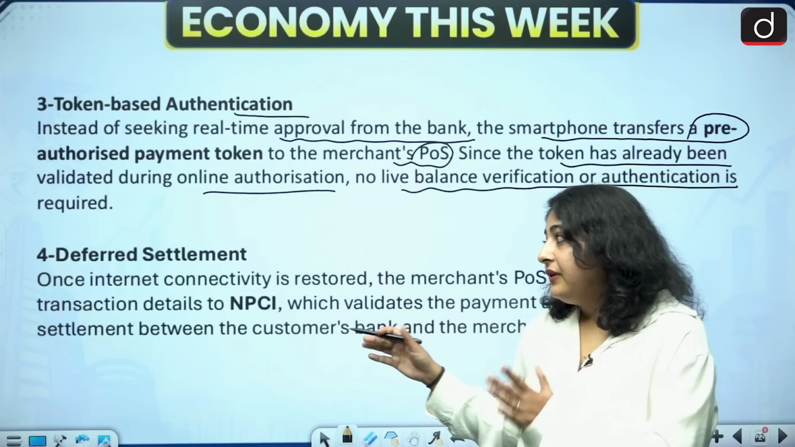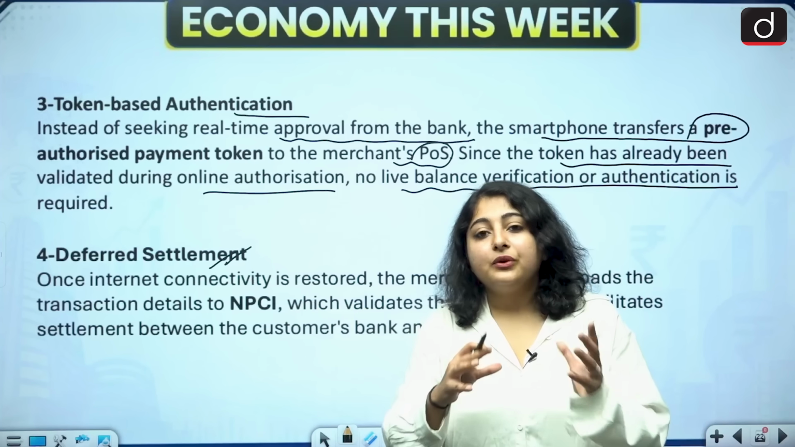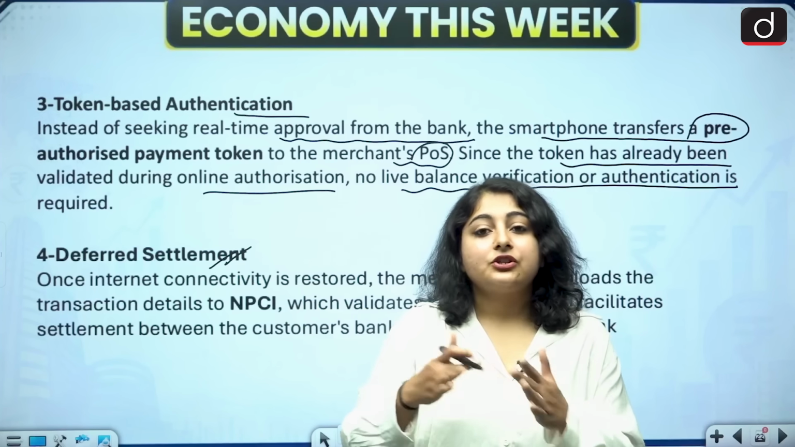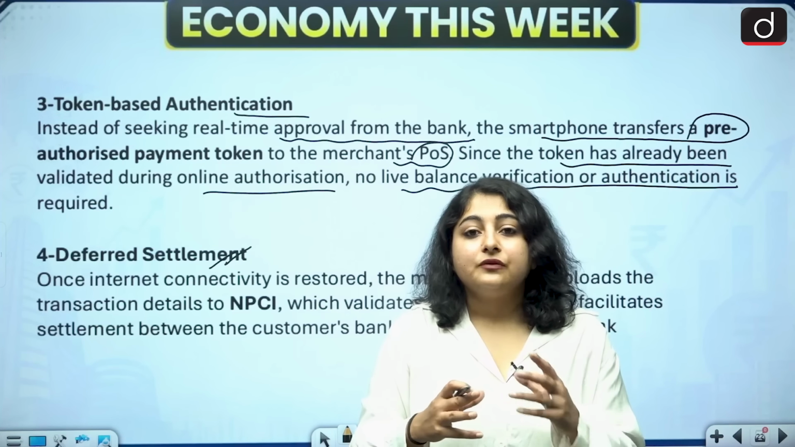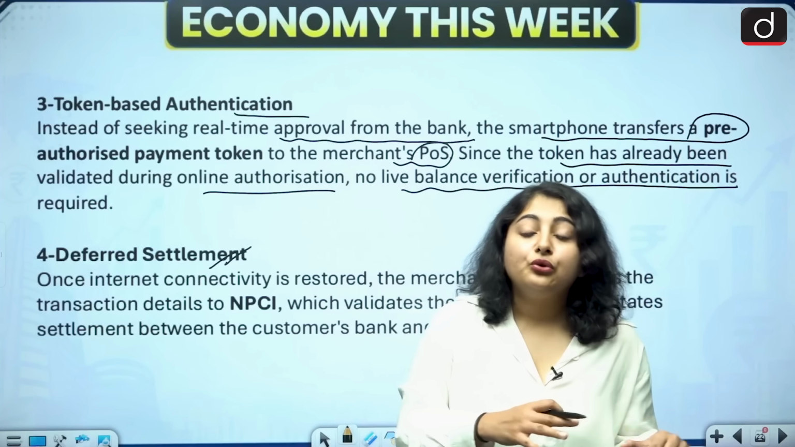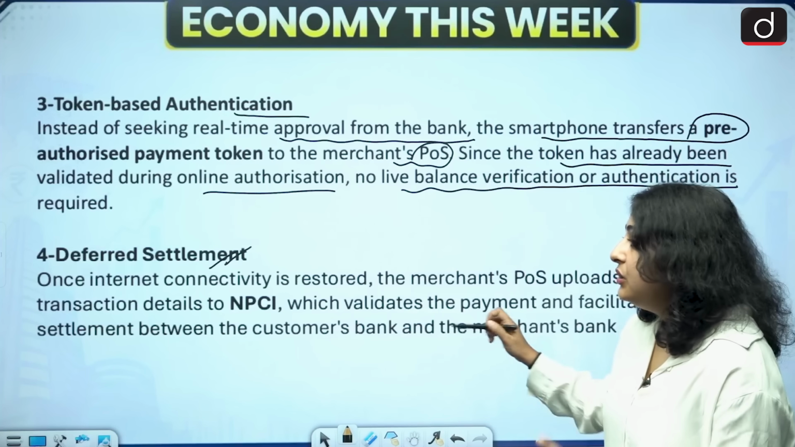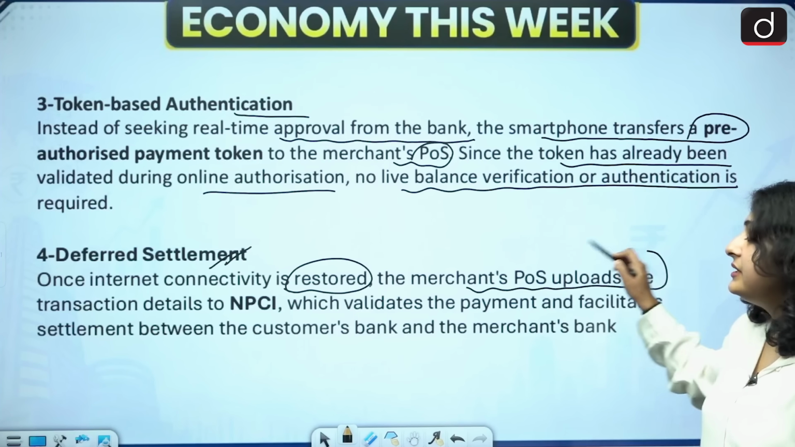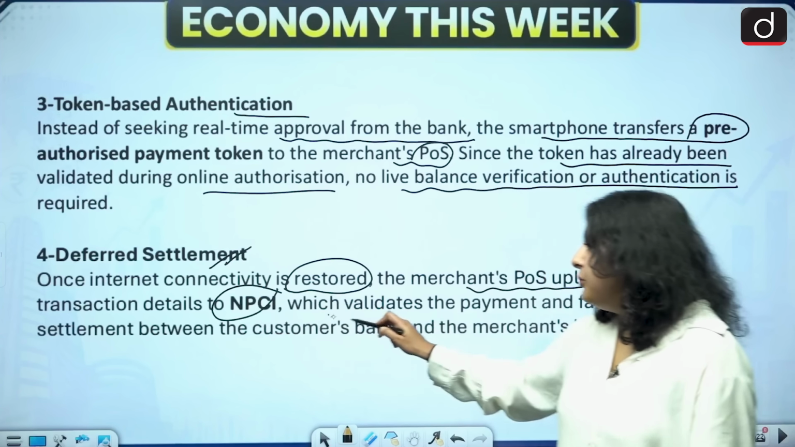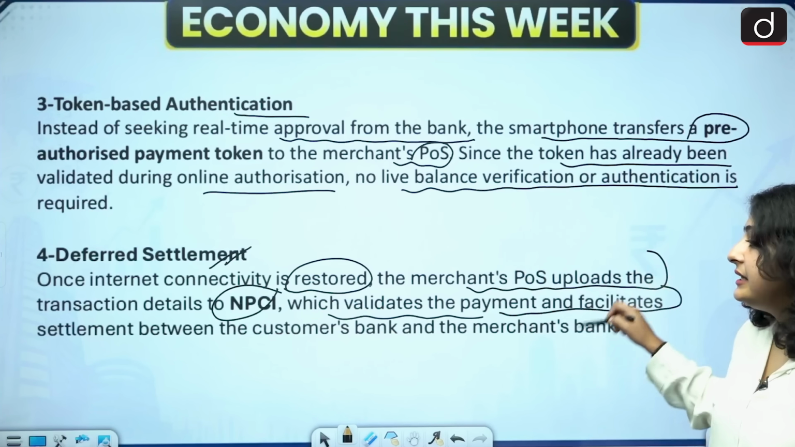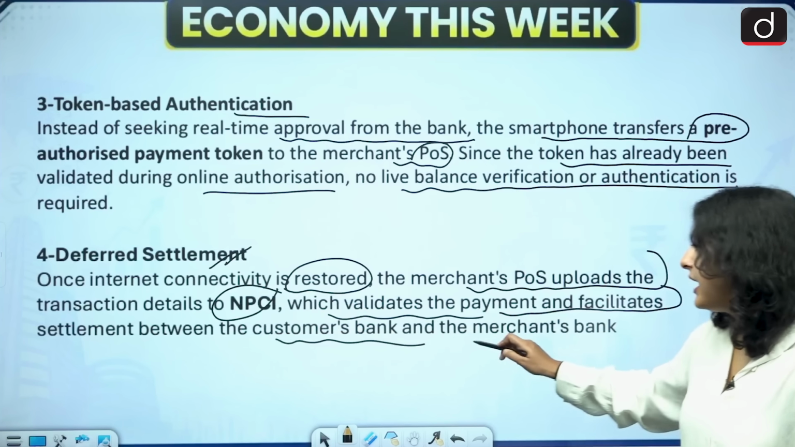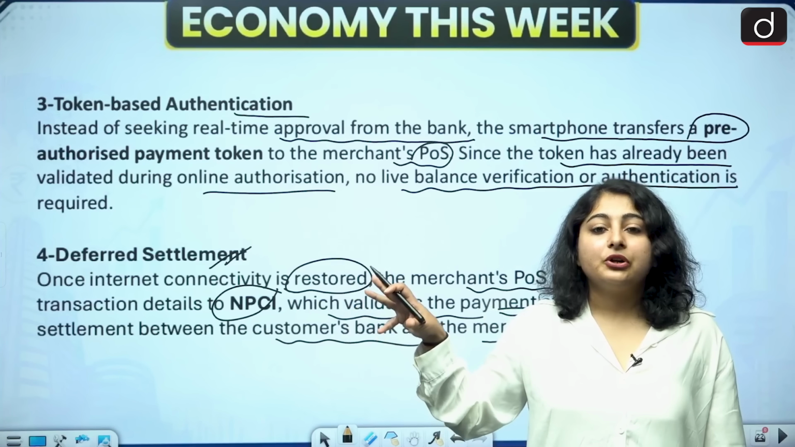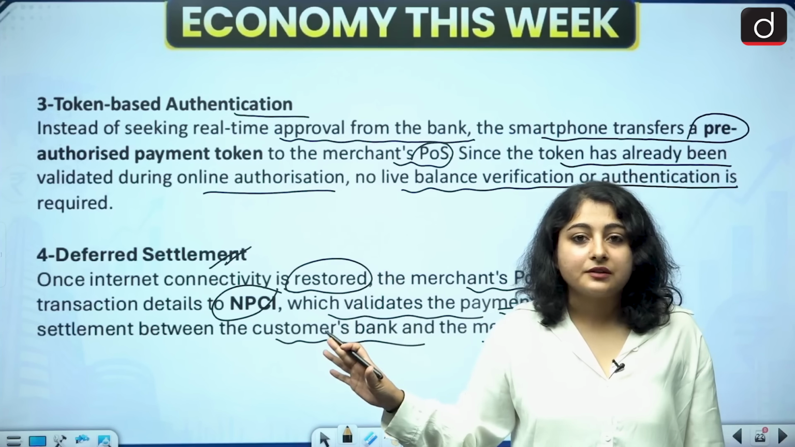Okay, and after a while, there will be a deferred settlement. Once your smartphone gets internet connectivity, then the live transaction will happen. Then the real-time transaction will take place. In that case, the amount will get deducted. Okay. Once internet connectivity is restored, the merchant's POS uploads the transaction details to NPCI, which validates the payment and facilitates the settlement between the customer's bank and the merchant's bank. Is that clear to you? So that's how this particular thing will work. This is the working mechanism.